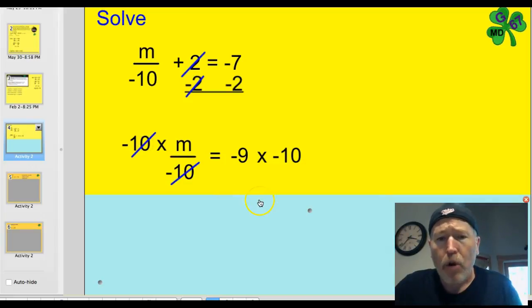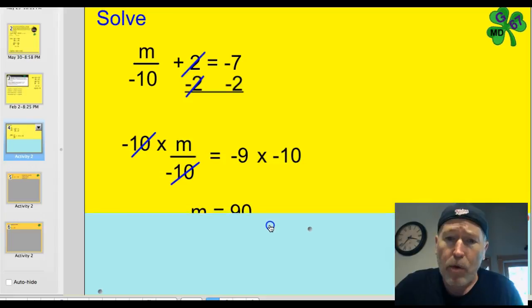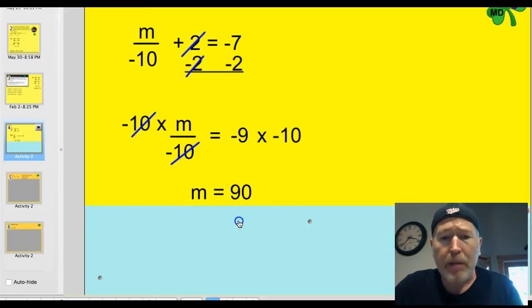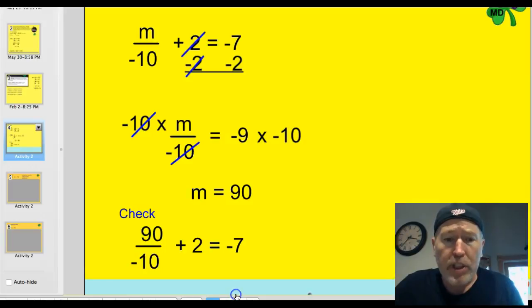These negative 10s will cross off, and what we end up with is a negative 9 times a negative 10. Well, that's a negative times a negative, so we've got m left on this side, and the product here, our answer, is 90. Positive 90. All right, let's pop it in and see if it works in the equation.